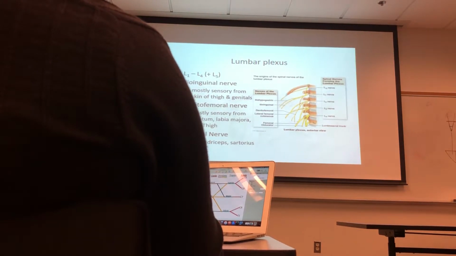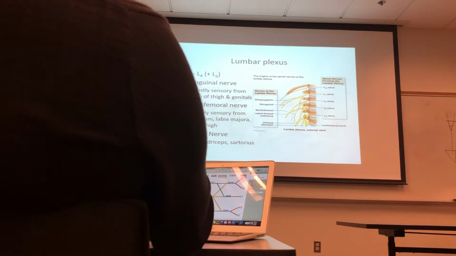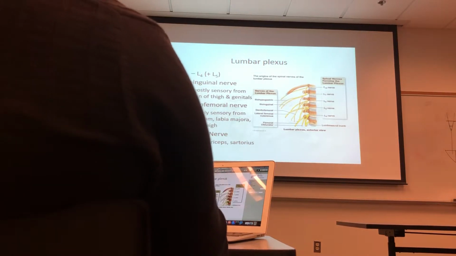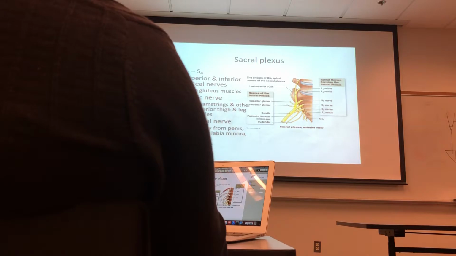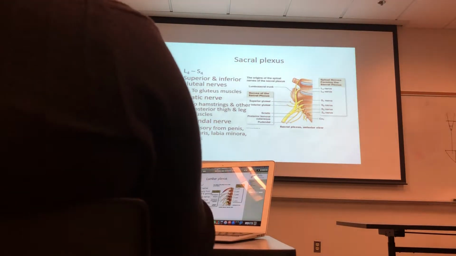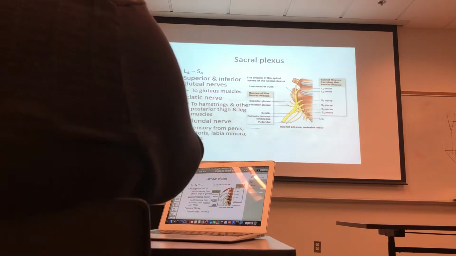Lumbar plexus, L1 through L5. The ilioinguinal nerve. So this goes sensory to the thigh and genitals. Genitofemoral nerve, sensory to scrotum, labia, and anterior thigh. Femoral nerve to the quads and sartorius, so knee extensors. Sacral plexus, L4 through S4. Superior and inferior gluteal nerve to the gluteal muscles. Sciatic nerve, the hamstrings, posterior thigh, leg muscles. Pudendal nerve, sensory to the penis, clitoris, labia, and anus.